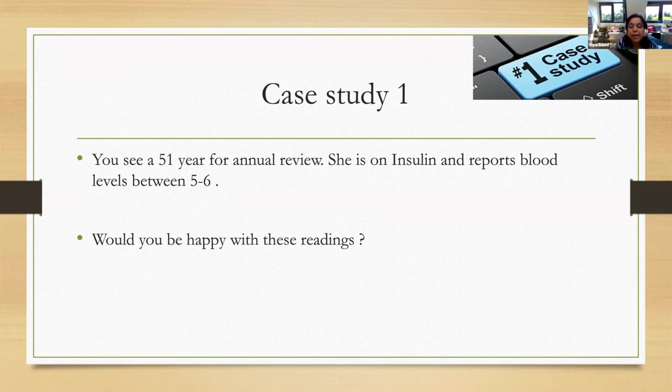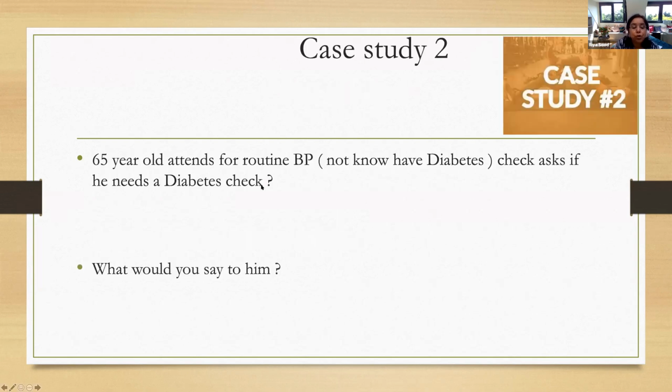Okay, the next slide, please, Paul. And again, please do answer the case studies, because otherwise you won't be awake. Okay, this is a 65-year-old who attends a routine blood pressure check. He's not known to have diabetes, and he asks you whether he should have a diabetic check. And just to give you a background, he is Afro-Caribbean. That should probably give that away. So what would you say to him? He's 65, and he's asking you, should he have a diabetic check?